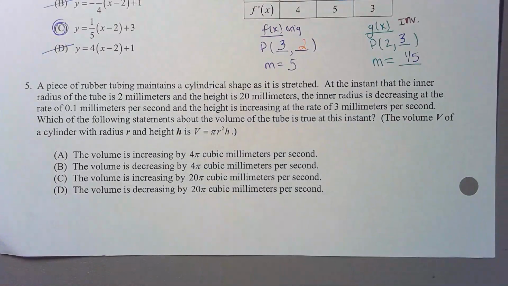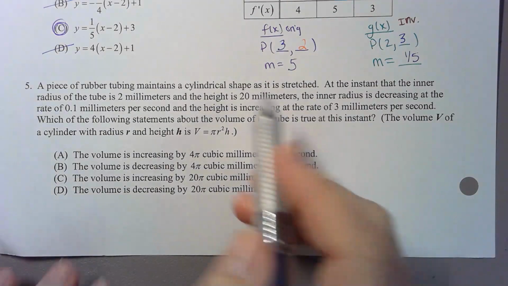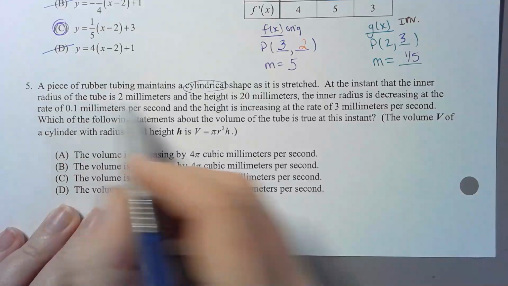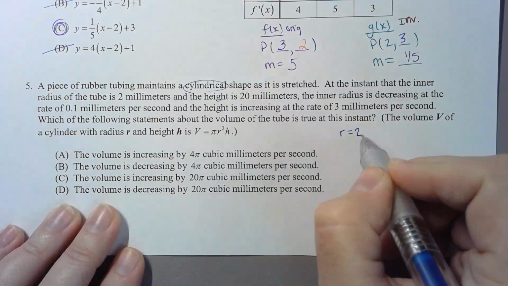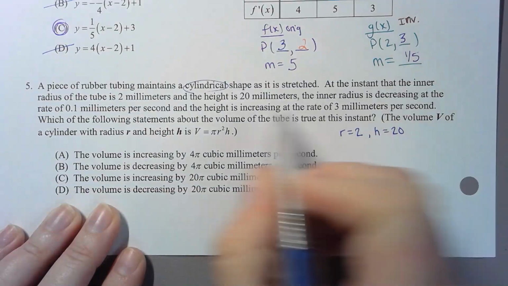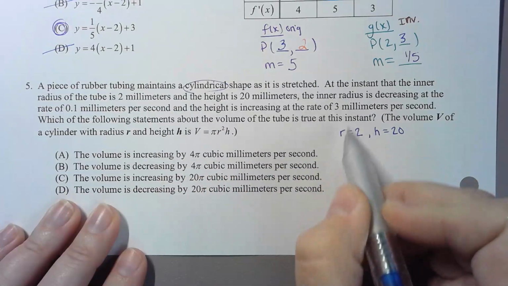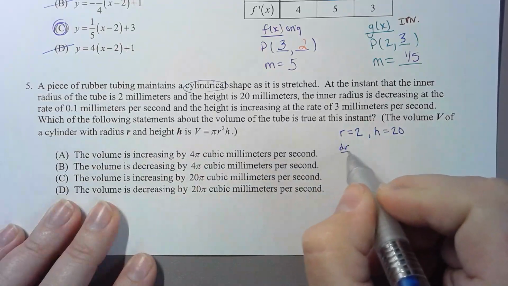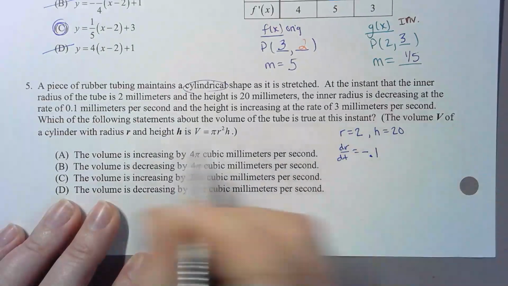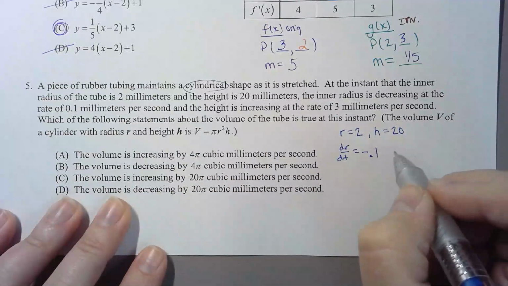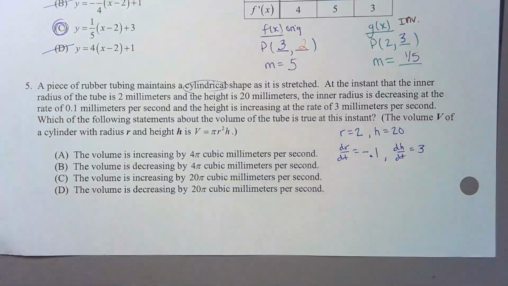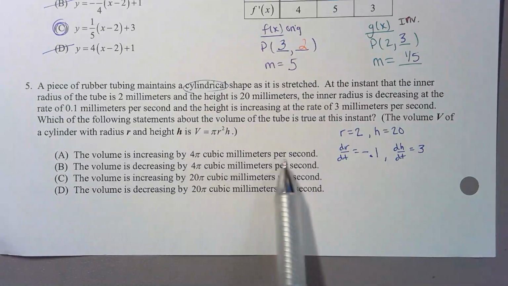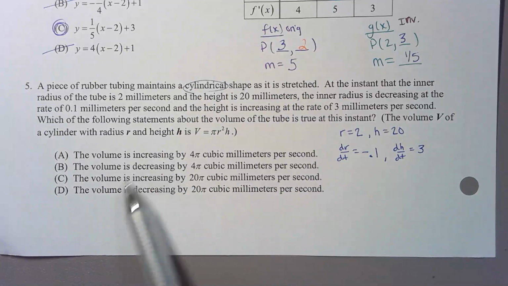All right, question number 5, a piece of rubber tubing. I'm not going to read this, you've already read it. We have a cylinder. The inner radius is 2, the height is 20 at one instance. The inner radius, r, is decreasing, so dr/dt is negative 0.1. The height is increasing at 3 millimeters per second, so that's positive, right? Which of the following statements about the volume of the tube is true? So they're talking about the rate of change of the volume.